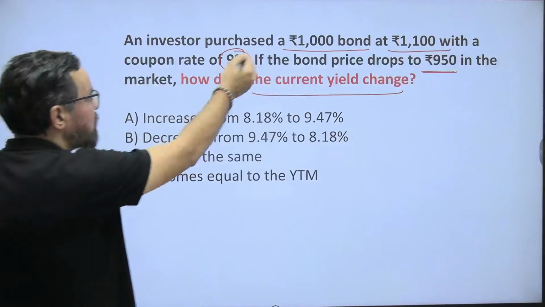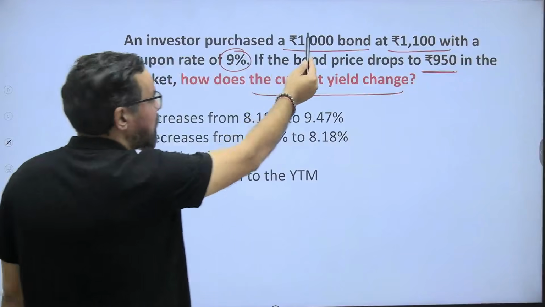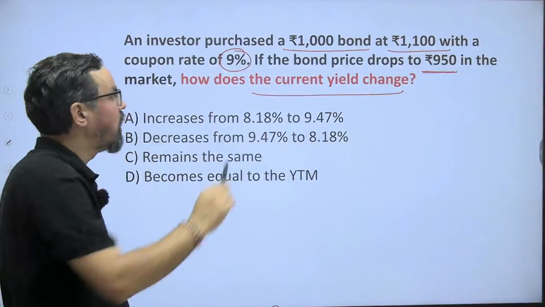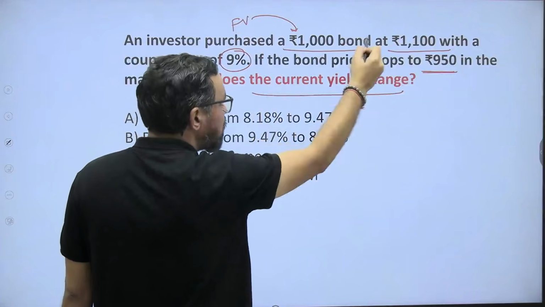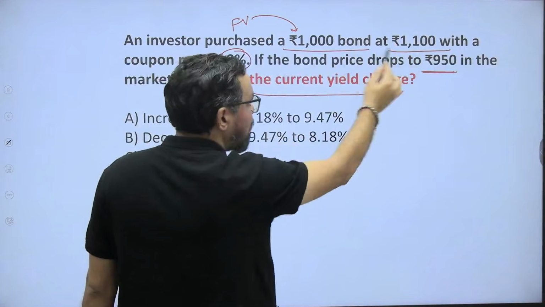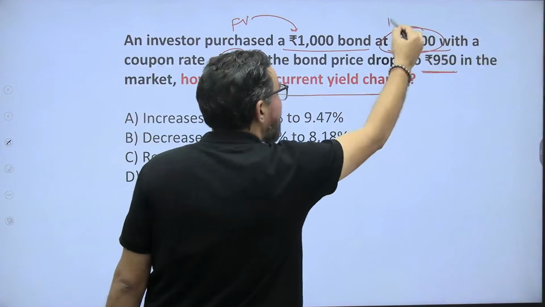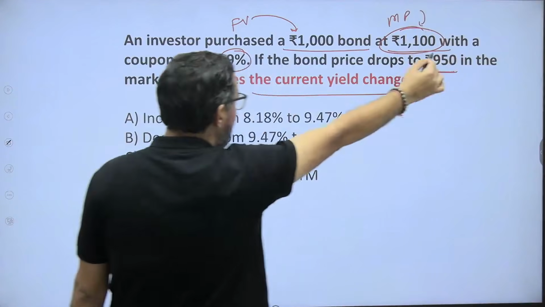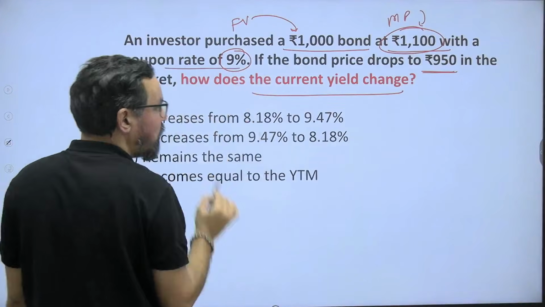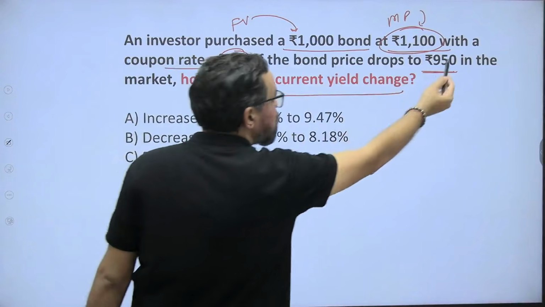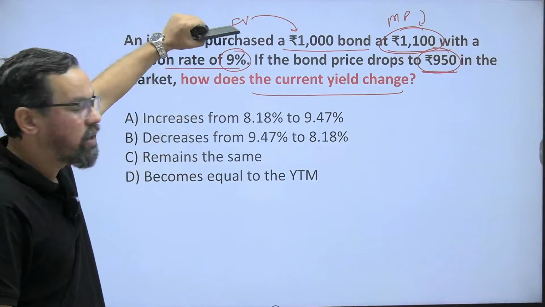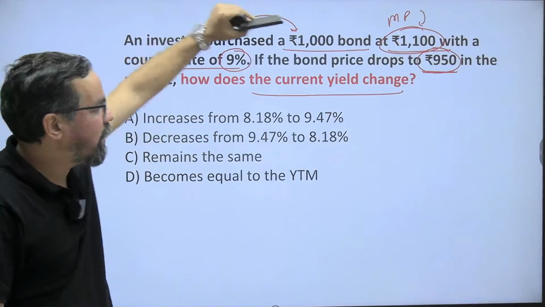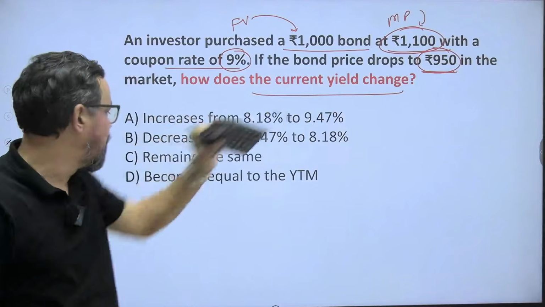Okay? So in the first case, when we purchase, logically the face value is how much? 1000. Okay? And the market price was how much? 1100. So the coupon rate was 9%. If the bond price drops to 950, okay, so what will happen in this case? The current yield will increase, okay.